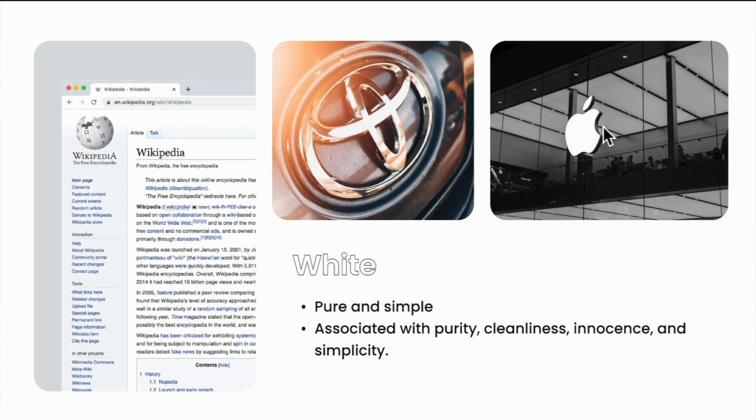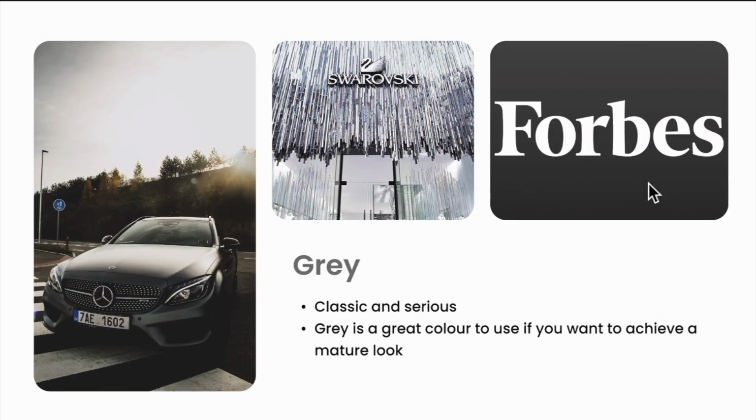But what about white? Pure and simple. Traditionally, it's associated with purity, cleanliness, innocence, and simplicity. Wikipedia, we have Toyota's white or silver-ish, and we have Apple. I can definitely see the association there. But what about gray? Classic and serious. It's becoming a more popular style. Gray is a great color to use if you really want to achieve a more mature look. So you can see Forbes, where you get your news, Swarovski, where you get jewelry, Mercedes, high-end vehicles.